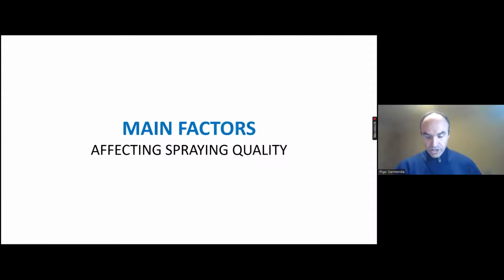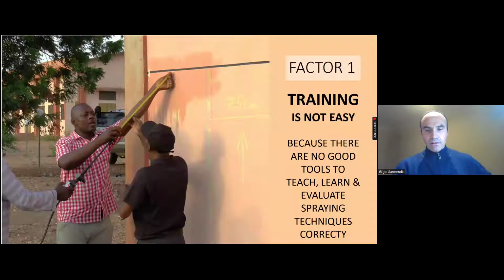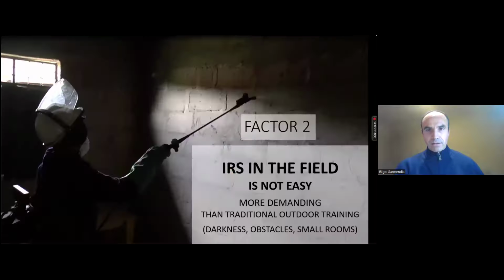So, which are the main factors affecting spraying quality? Factor one is that training is not easy because there are no good tools to teach, learn, and evaluate spraying techniques correctly. Factor two is that IRS in the field is not easy. Field working conditions are much more demanding than traditional outdoor training because of the darkness of the rooms, the obstacles that operators find inside, and sometimes the small size of the rooms.